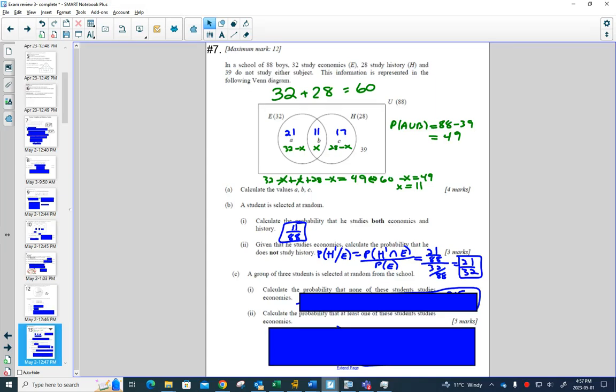And this is very typical. We go from one type of question into a different branch of probability and statistics. A group of 3 students is selected at random from the school. Calculate the probability that none of these study economics. So student number 1 not studying economics is 56 out of 88. Now you can't choose the same student again, so now it's 55 out of 87, and then 54 out of 86.